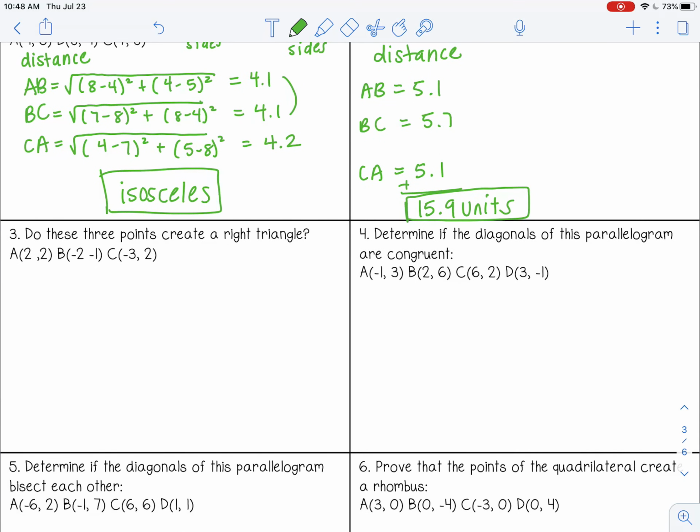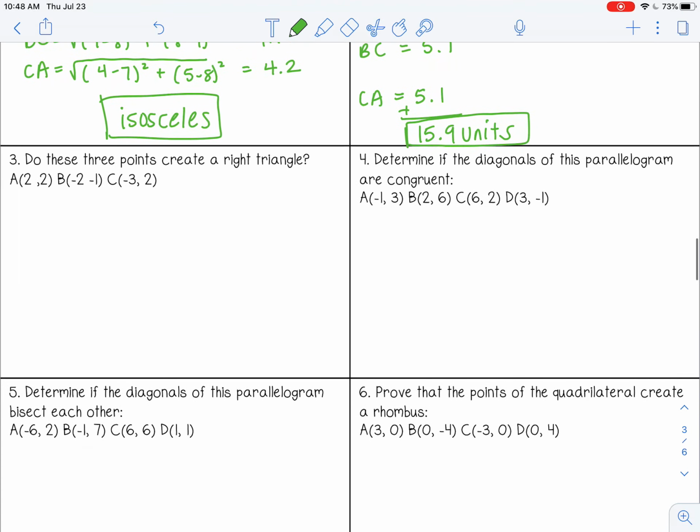All right, for number 3, do these 3 points create a right triangle? Okay, so to determine if it's a right triangle, we need to figure out, is there a right angle? Which means two of the sides would be perpendicular. And the formula that tells us if two sides or two line segments are perpendicular is slope. We're looking for opposite reciprocal slope. So I'm just going to find the slope of all three sides.